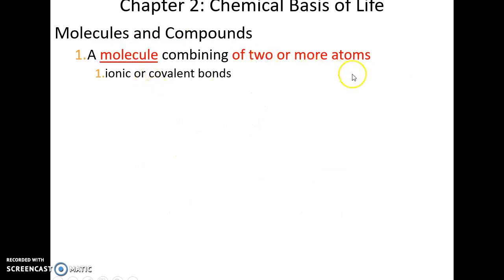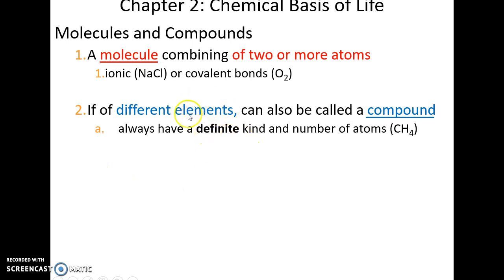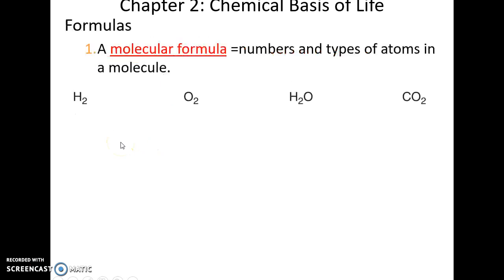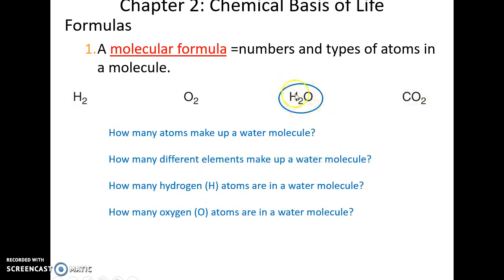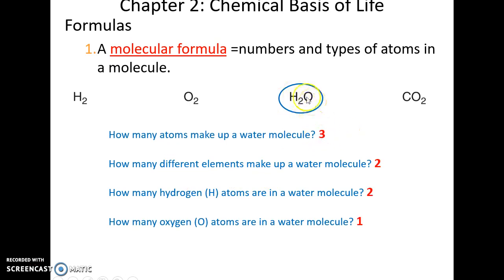Now, a molecule is 2 or more atoms bound together, ionically or covalently. If you have different elements in a molecule, then it is also called a compound. So methane is a compound, sodium chloride is a compound, but they are also molecules. So here, hydrogen is a molecule, but not a compound. Carbon dioxide is a molecule and a compound. And as you can see here with the water molecule, you have 3 atoms in total, 2 hydrogen atoms, 1 oxygen atom, and they are a compound.